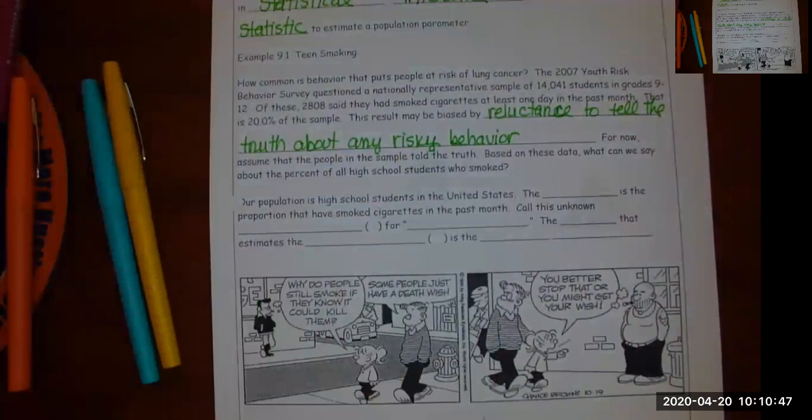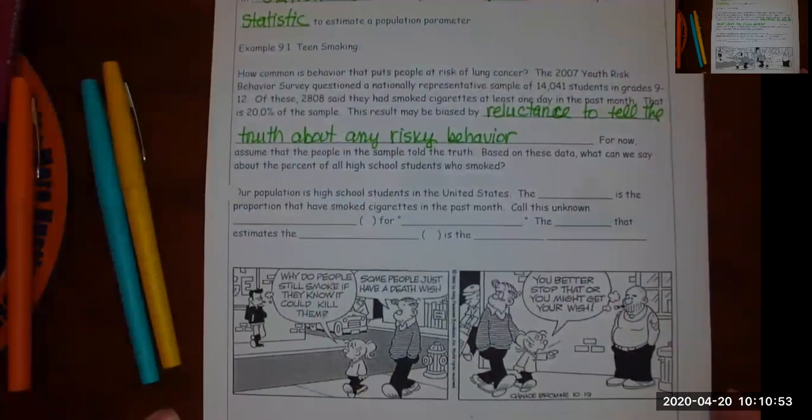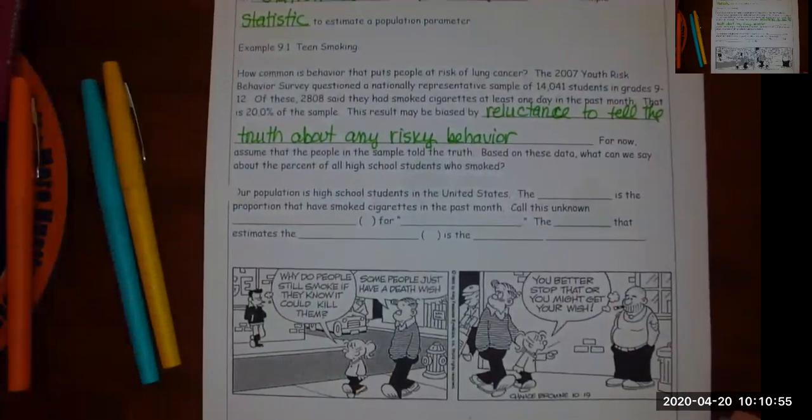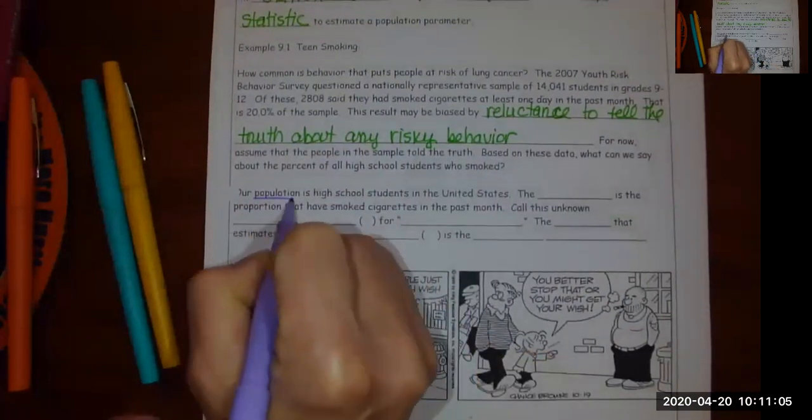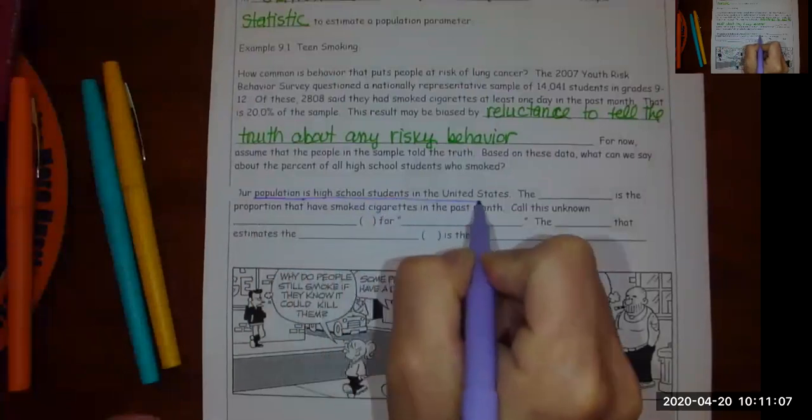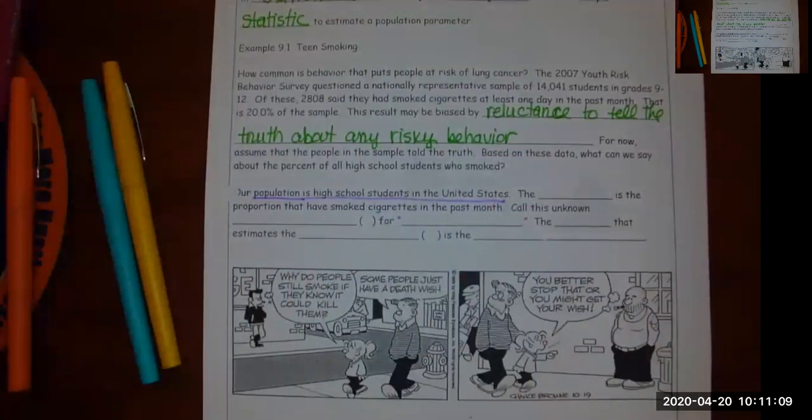Based on these data, what can we say about the percent of all high school students who smoked? And that's really what this unit is about: you look at the data from your sample and then you say, okay, this is what I know about the population. Our population is high school students in the United States. Remember, we have to keep sample and population separate from each other.